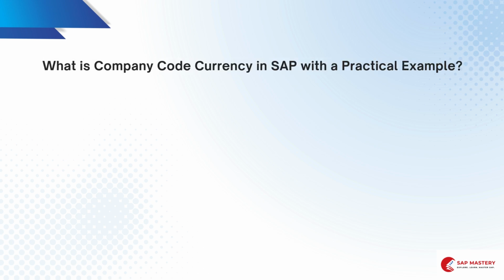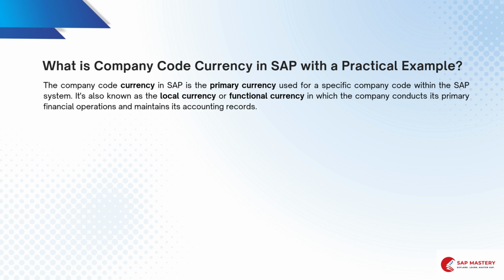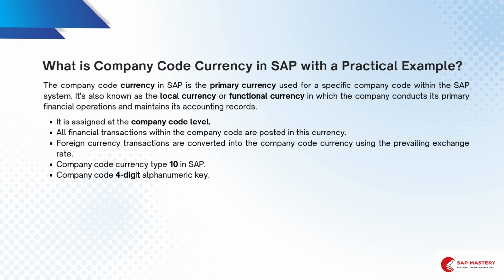What is company code currency in SAP with a practical example? The company code currency in SAP is the primary currency used for a specific company code within the SAP system. It's also known as the local currency or functional currency in which the company conducts its primary financial operations and maintains its accounting records. It is assigned at the company code level.